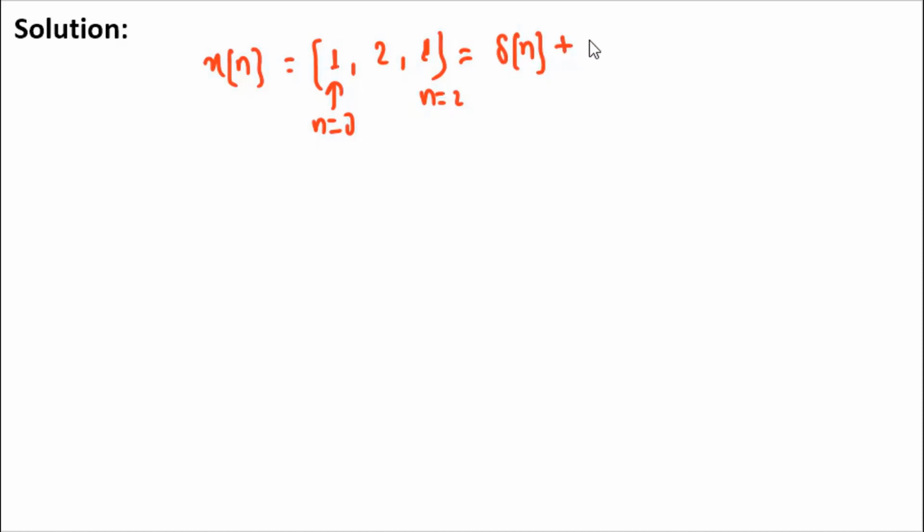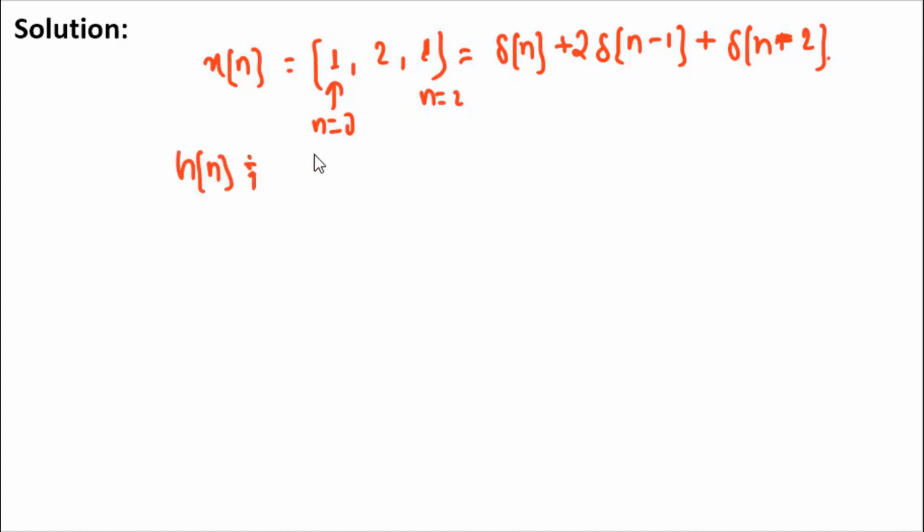So these three are the useful data for this question. Now in this question, x of n is given as 1, 2, 1, that is, the n equal to 0 value is 1, n equal to 1 is 2, and n equal to 2 is 1. You can represent it in impulse signal representation as delta of n plus 2 times delta of n minus 1 plus delta of n minus 2.